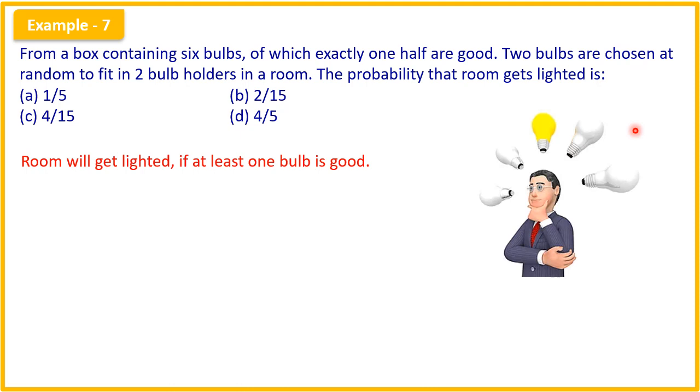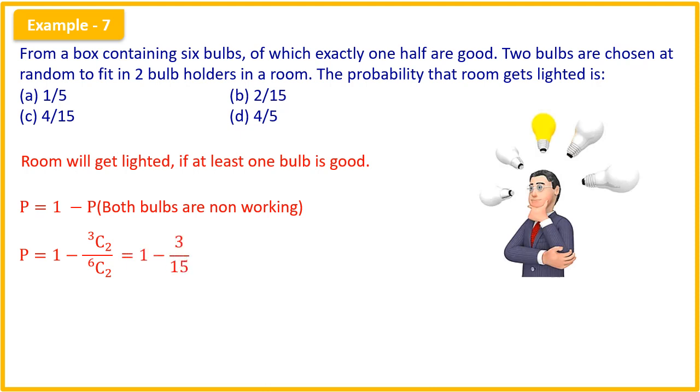So this probability will be equal to the total of all probabilities, that is 1 minus probability that both bulbs are not working, which we don't want. So if you are selecting any 2 bulbs out of 6 bulbs, the total possible outcomes will be 6C2, and favorable outcomes that both bulbs are non-working is 3C2, because 3 bulbs are non-working and we have to choose any 2 out of that. So this will be equal to 1 minus 3C2 divided by 6C2. Solving this, the probability comes out to be 4 by 5.